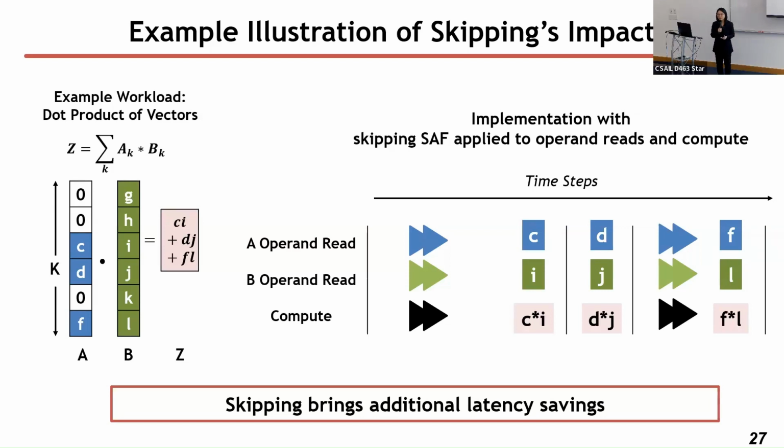In this example, we're applying skipping to all of the memory accesses and compute. And as you can see here, we directly fast forward to the first effectual computation with C and I and perform the computation. So now our processing only takes 3 time steps, which is additional savings on latency.